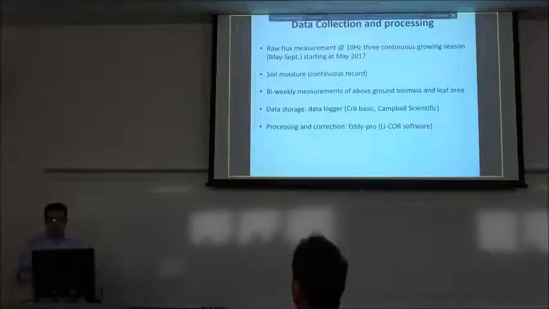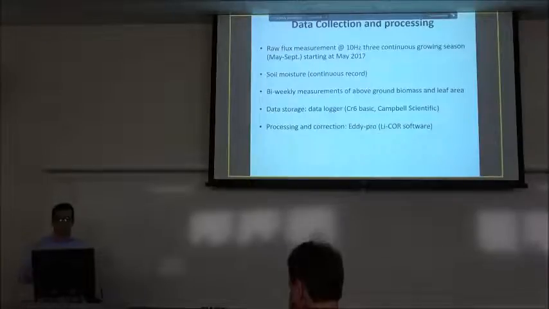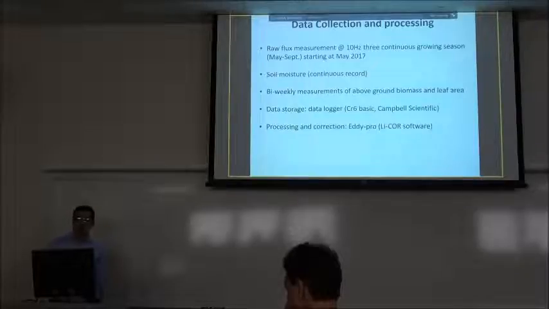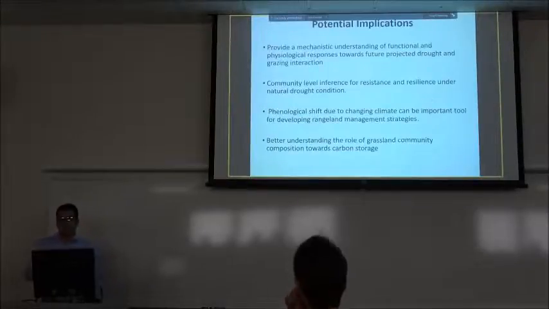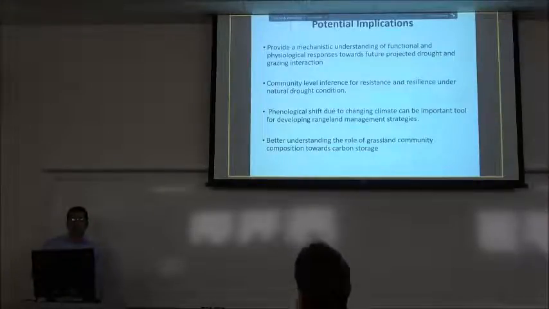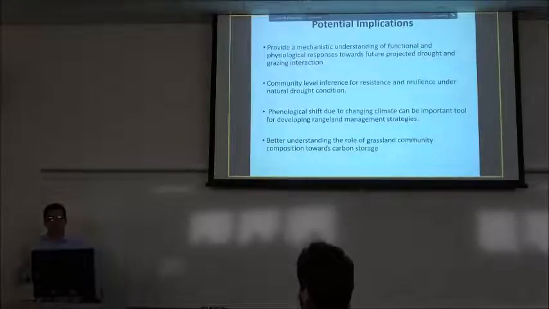And we'll be measuring the resistance and resilience in terms of the ability of these grasslands to come back to the state of carbon sink or carbon source immediately after the period of drought or the wet cycle. So through this research, we'll have the basic ideas, our mechanistic ideas, about the physiological response and functional response of these different dominated grassland communities towards drought and grazing.